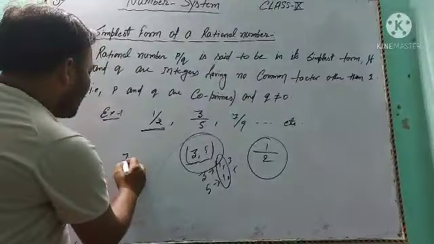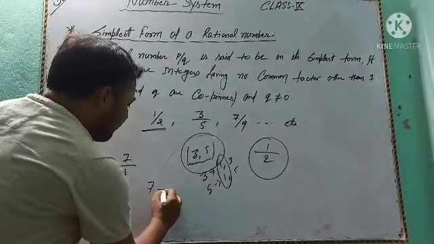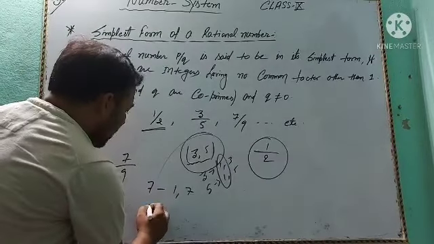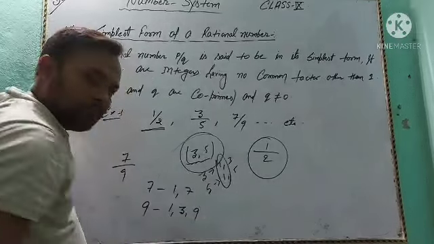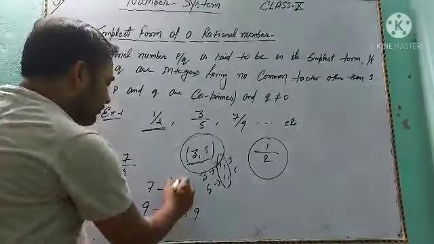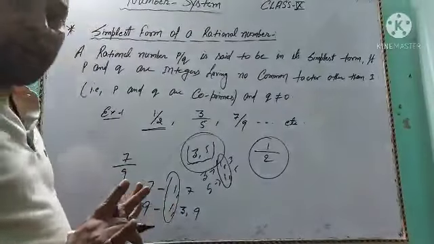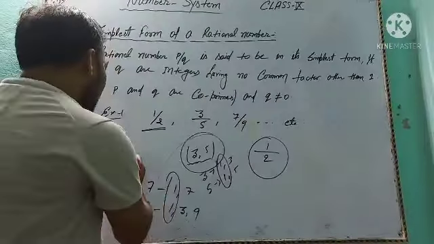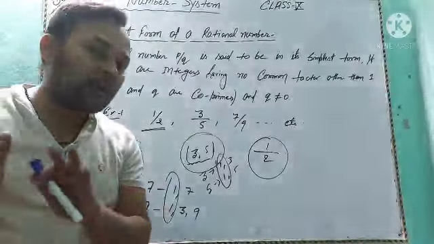7 by 9. The factors of 7 are 1 and 7, and the factors of 9 are 1, 3 and 9. The common factor of 7 and 9 is only 1, no common factor other than 1. Then we say that 7 by 9 is the simplest form of a rational number.